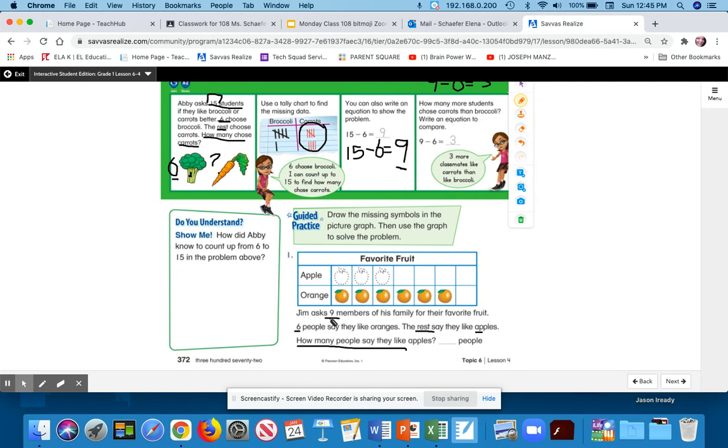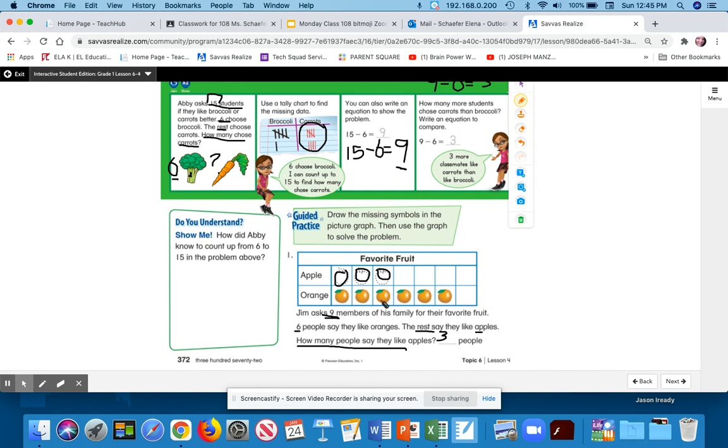So let's go back. Jim asked 9 members of his family for their favorite fruit. 9 total people were asked. 6 of them say they like oranges. Let's count oranges. 1, 2, 3, 4, 5, 6. 6 people like oranges. The rest say they like apples. Well, remember, 9 people were asked, but right now only 6 gave their likes. So let's count on. Put 6 in your head, and we're going to stop at 9. 6, 7, 8, 9. How many people like apples? 3. I can use my picture graph to solve this.